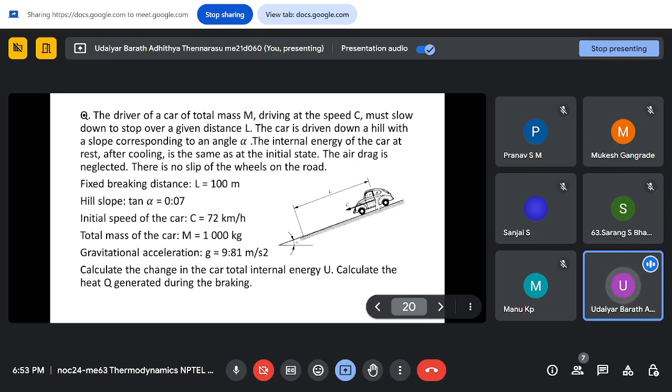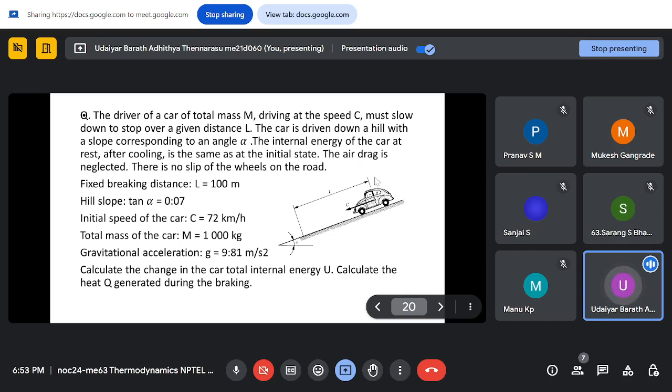So you are applying brakes. When your velocity is c at the top, you apply brakes and it has to come to a stop in length l, and the slope of that road is at alpha. Now they say the internal energy of the car at rest after cooling is the same as the initial state. So that is the assumption they are making. The air drag is neglected and there is no slip on the wheels of the road. So the wheels are not slipping, there is no air drag. These are the assumptions they are making.